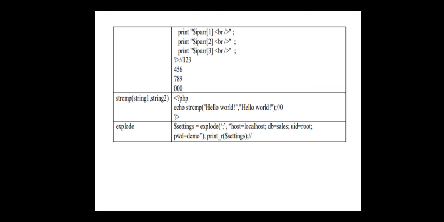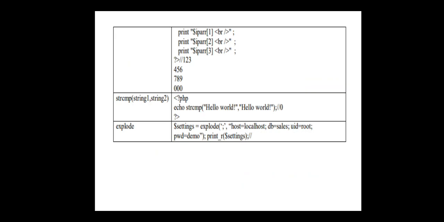String compare, to compare the string, echo string compare hello world comma hello world. When it is compared, it is 0 because it is the same value, right? Like that. Next, string explode. Explode is one of the important functions.